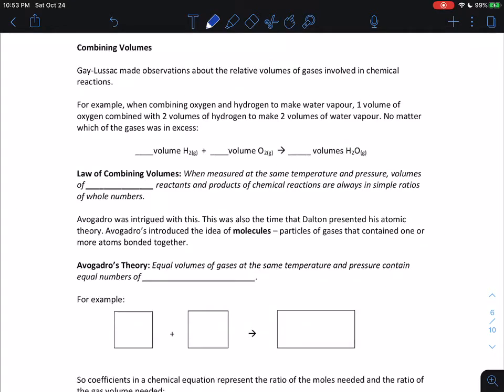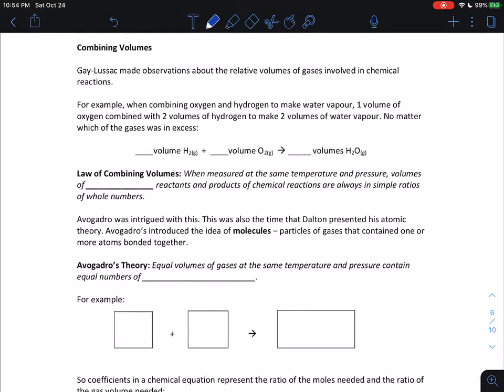So Gay-Lussac made several observations about gases, but he was testing basically hydrogen and oxygen to make water. And he discovered that there were set ratios of volumes that always reacted to form water. Now we understand what that is in terms of writing a balanced equation and using moles, but they certainly didn't know that back then when it was first being discovered.